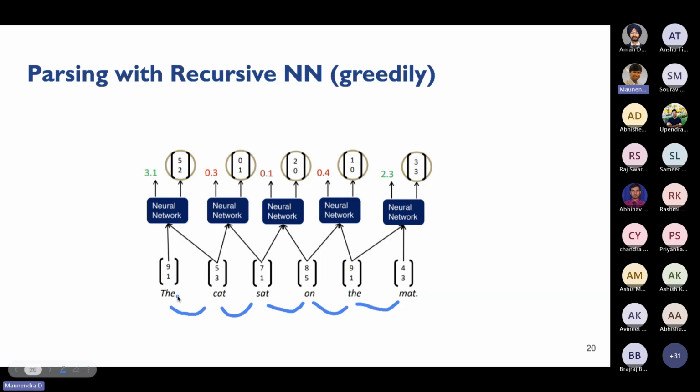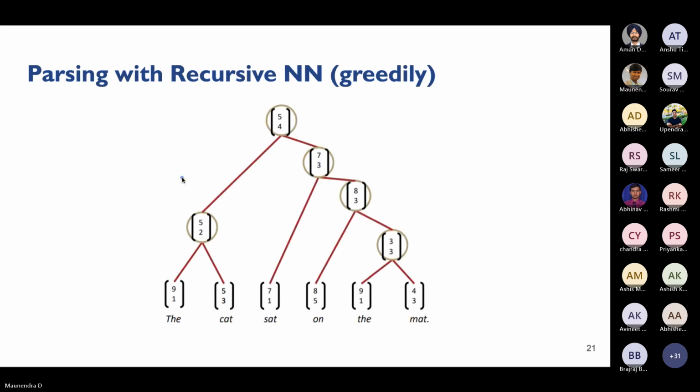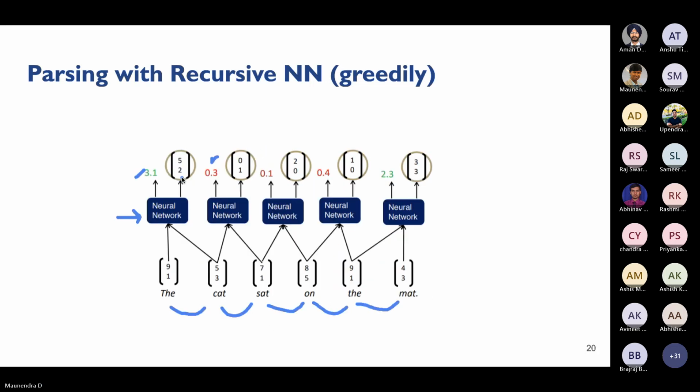Suppose for this neural network, when you give the input the and cat, it outputs 3.1, and these are instantiations of the same neural network. In this case it gives 0.3 and so on. We pick the one which has the highest score. Here 3.1 is the highest. At one step you can do one merge or two merges, depending on the algorithm. Suppose we decide to merge only the highest. Since 3.1 is the highest score, we merge the and cat, and we get one node.